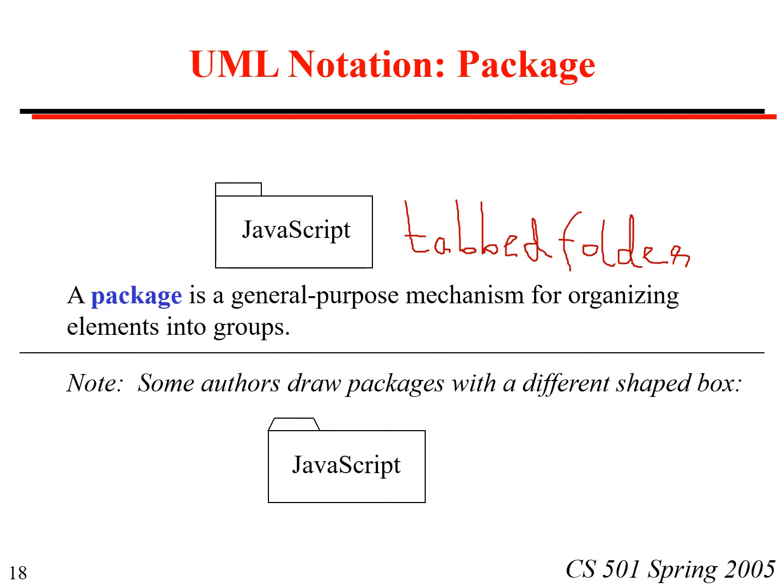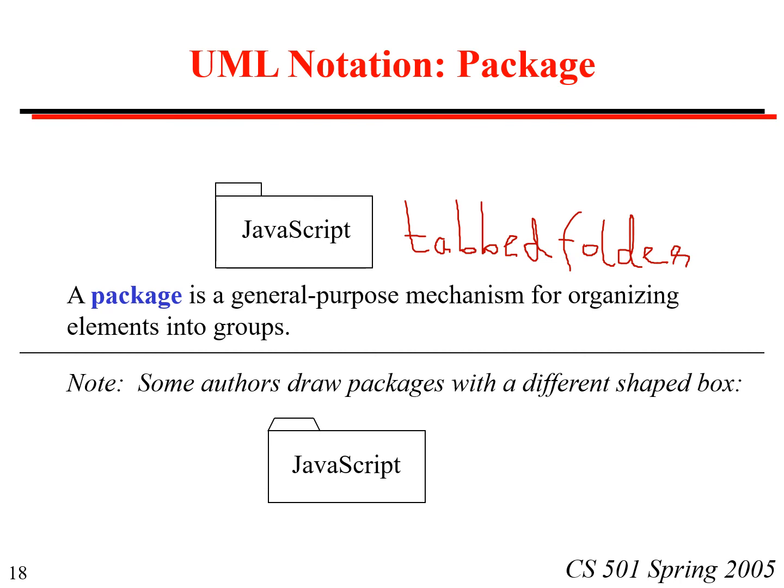When we are not showing anything inside this package or tabbed folder, you are going to write the package name, JavaScript, inside this tabbed folder. But whenever you are going to show something inside this package, like a class diagram or object diagram or classes and objects, then this package name, JavaScript, will come inside this small top rectangle. That is the notation, or the way of drawing a package in UML design.